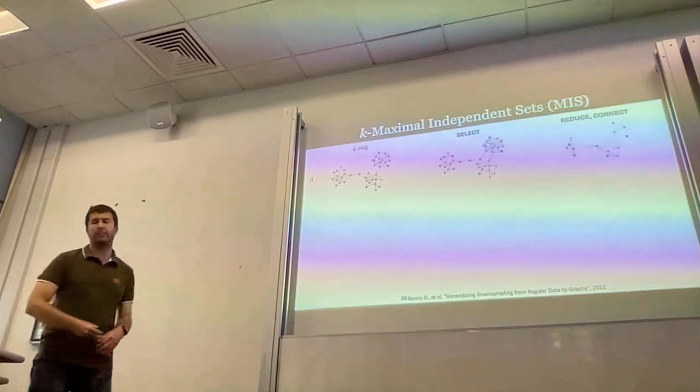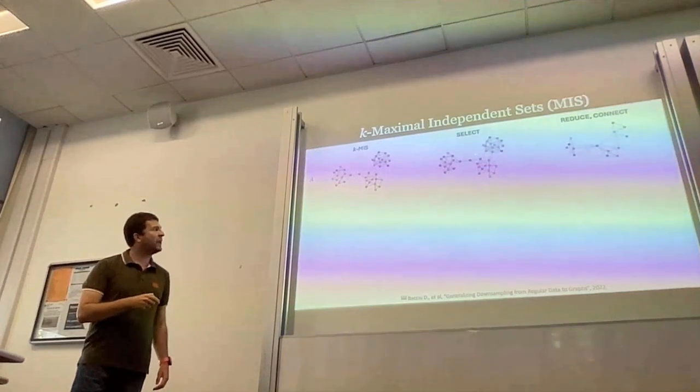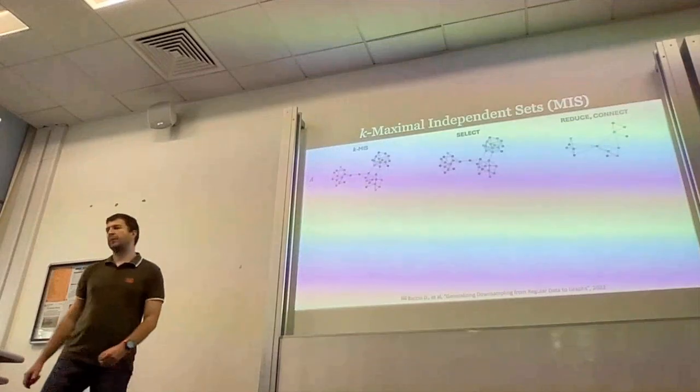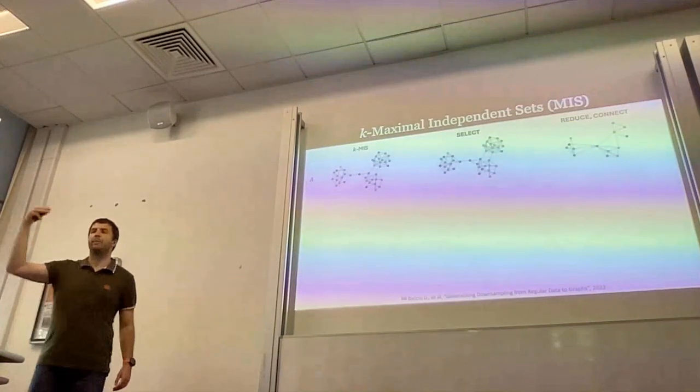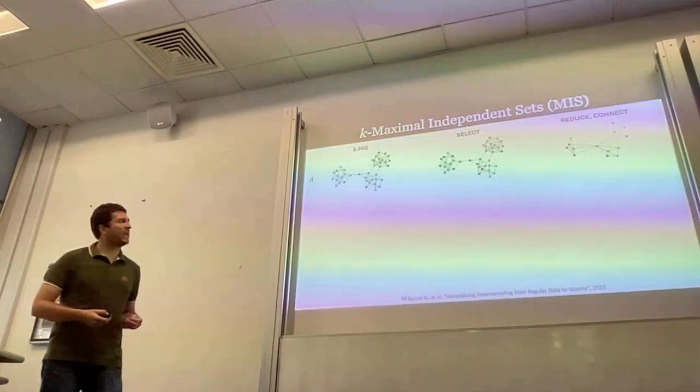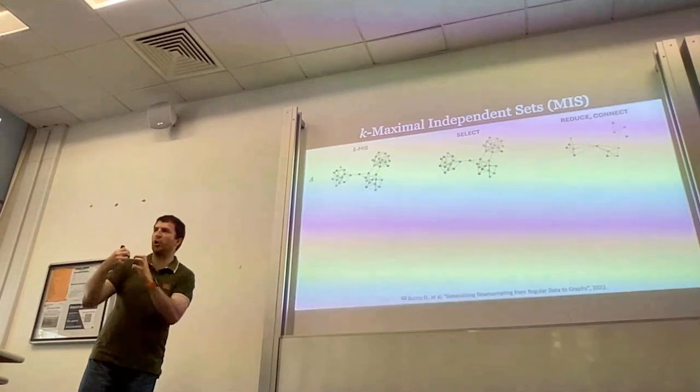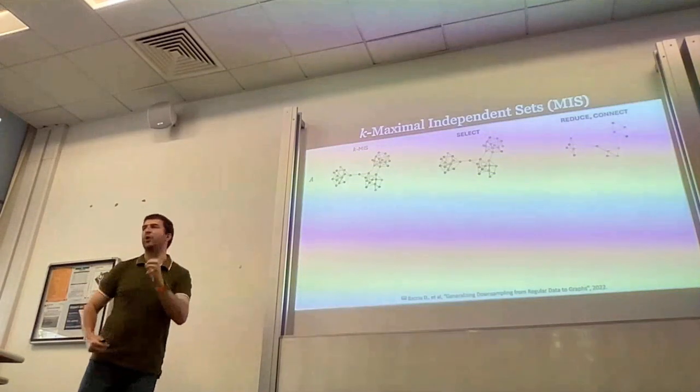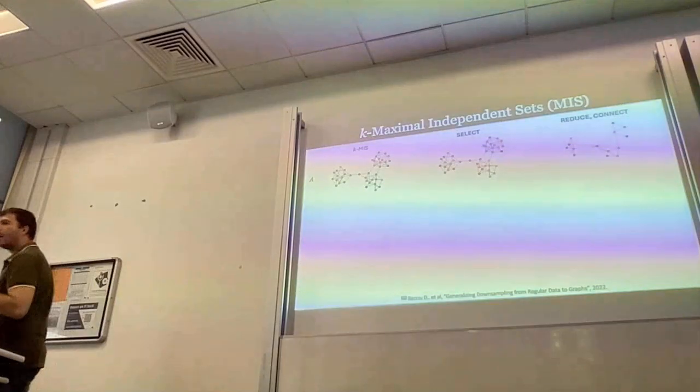The reduce simply consists in combining the features of the nodes with the same color, again with the sum, max, average, whatever you want. And the connect, again, is just about coalescing all the edges incoming to the nodes with the same color.